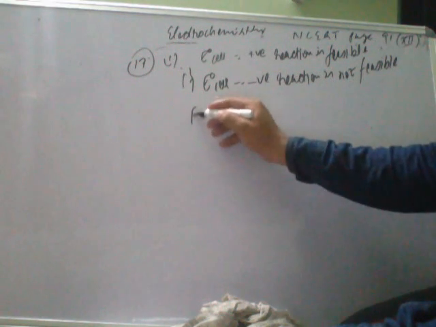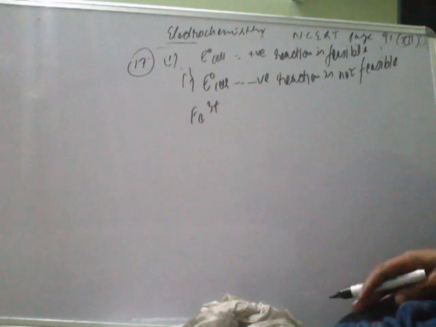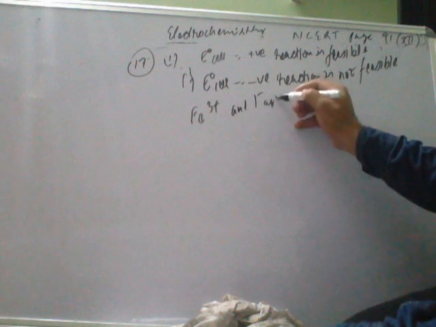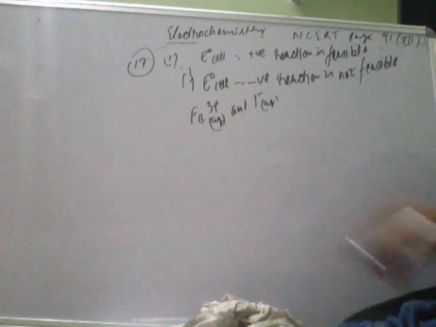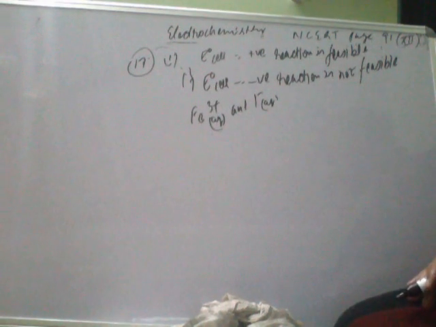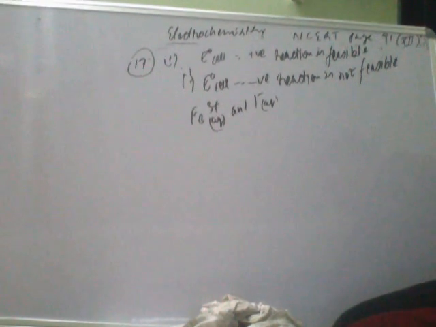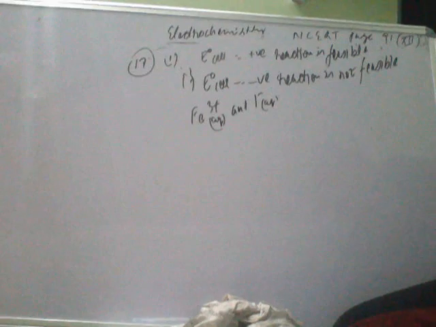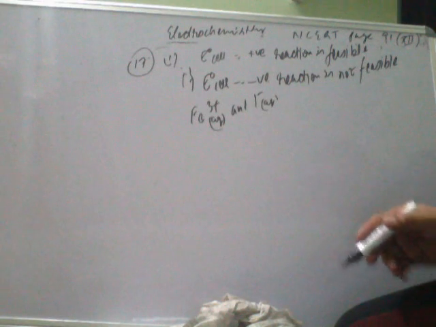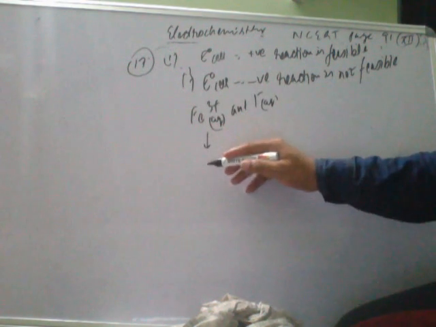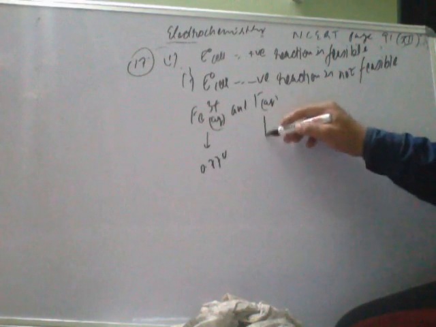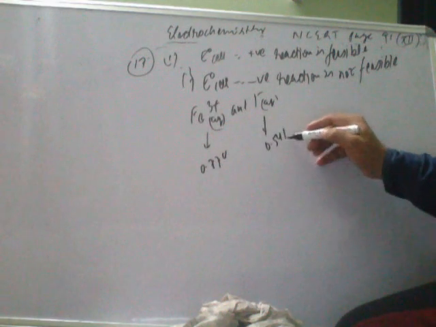Now come for the question. The first option is Fe3+ and I-, both are in equal conditions. How can you solve here? Firstly we have to know the standard electrode potential of these two things. After knowing the electrode potential you can do a little calculation, otherwise it is very difficult. The electrode potential of iron, which we were solving yesterday, is 0.77 volt. The electrode potential of iodine is 0.541 volt.